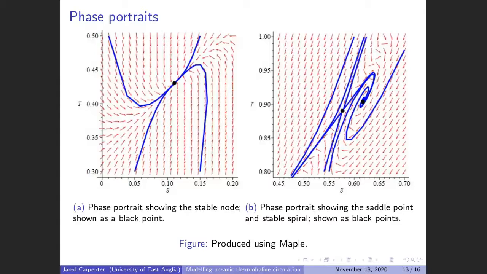But then you might start to wonder how that affects the solution, because this is T against S. If it's a spiral, you may well realize that we might expect some sort of oscillatory behavior in the time-dependent solution. But also, as it's a stable spiral, the amplitude will decrease and eventually stabilize to the steady state. You can also set parameters such that you get an unsteady state.